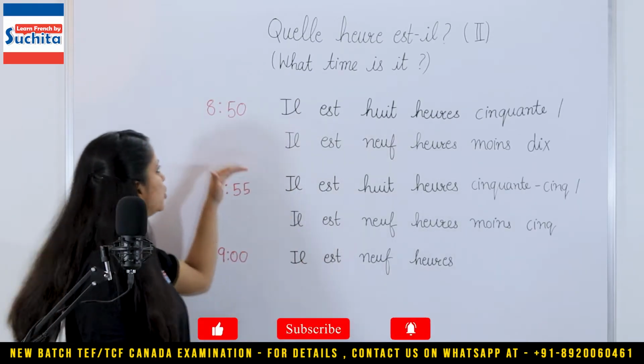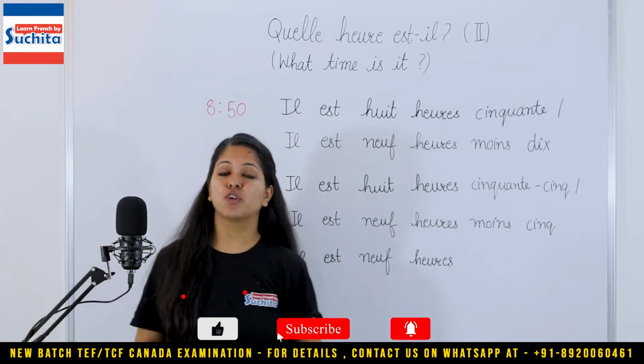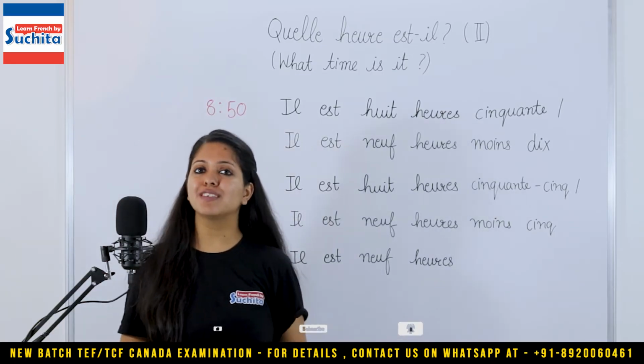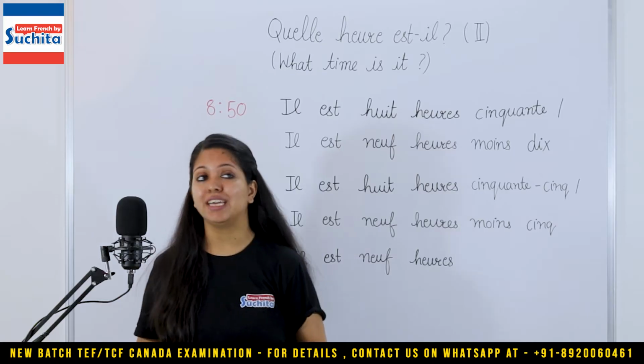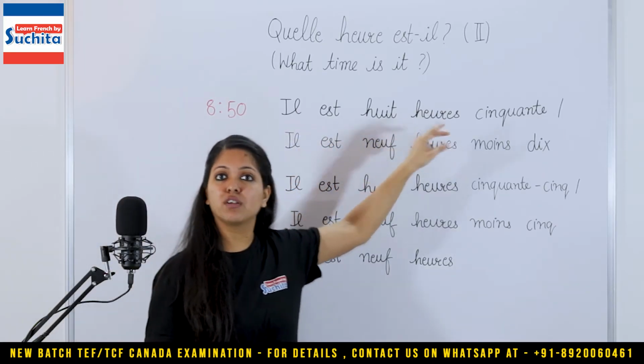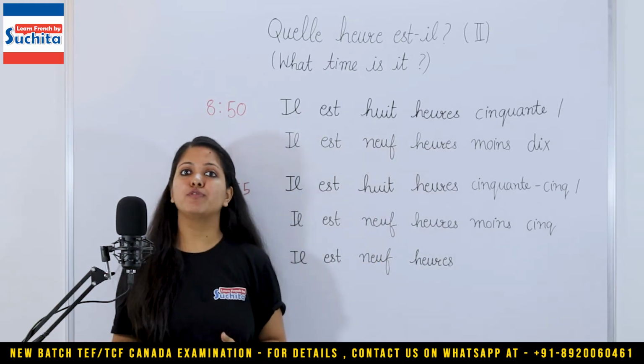So now let's continue with 8:50. So for 8:50 as well, we have two ways. Either you can say it is 8:50 or you can say it is 10 minutes to 9. So you say il est 8h50. It is 8:50. For 50 you say 50.